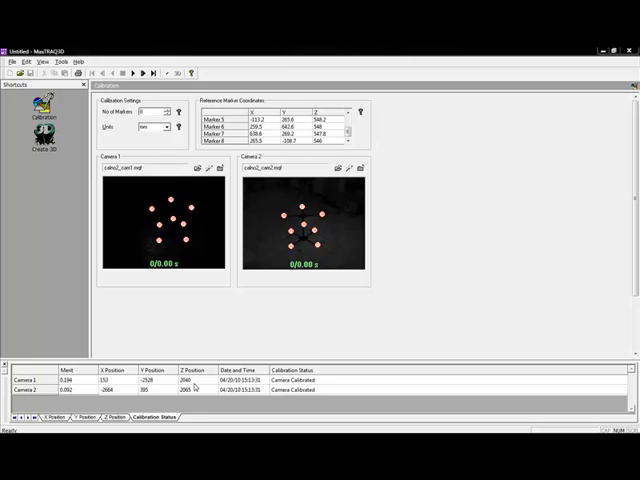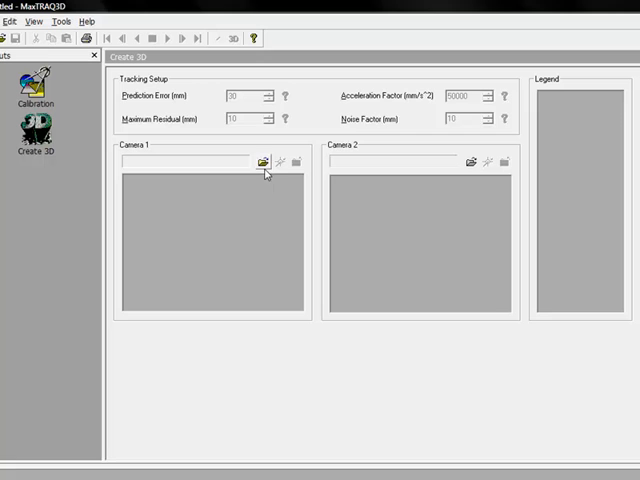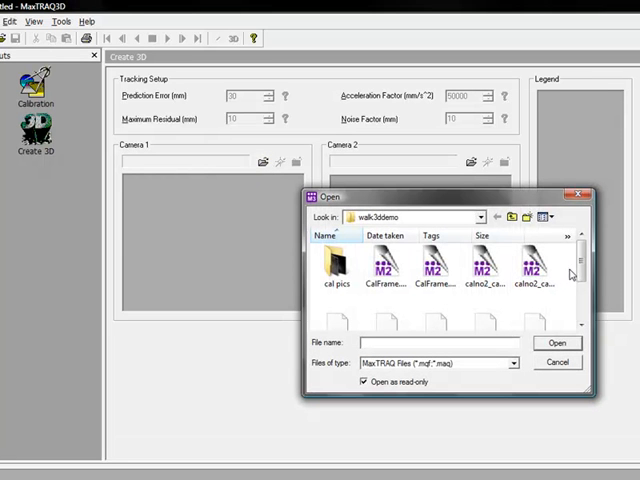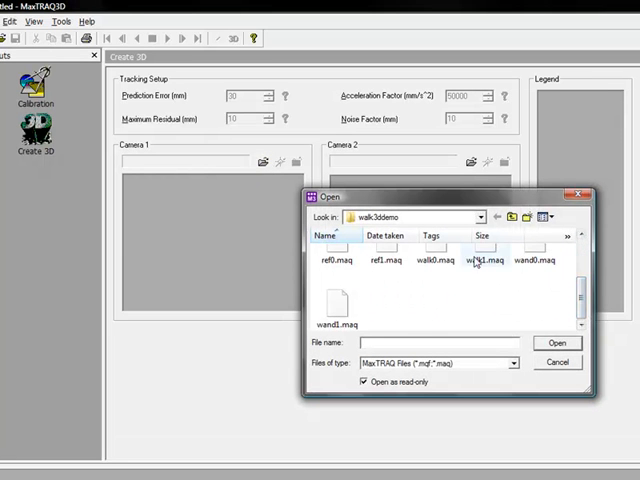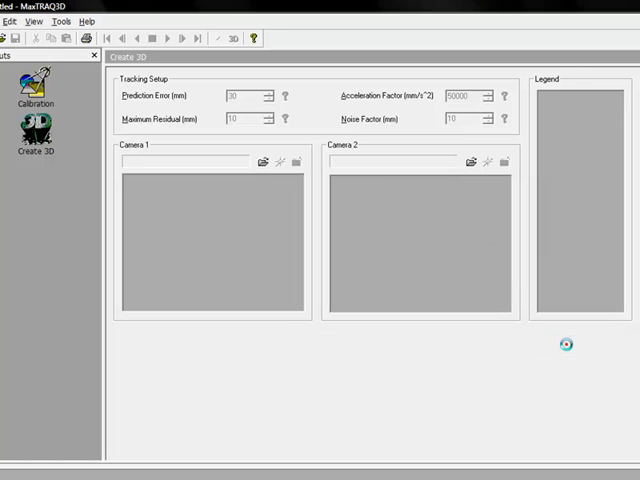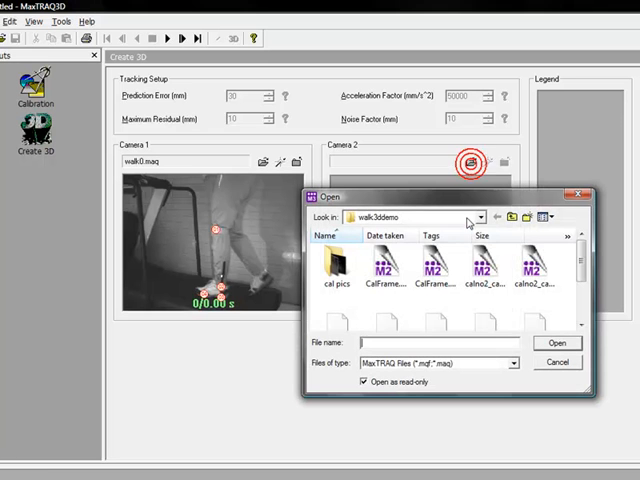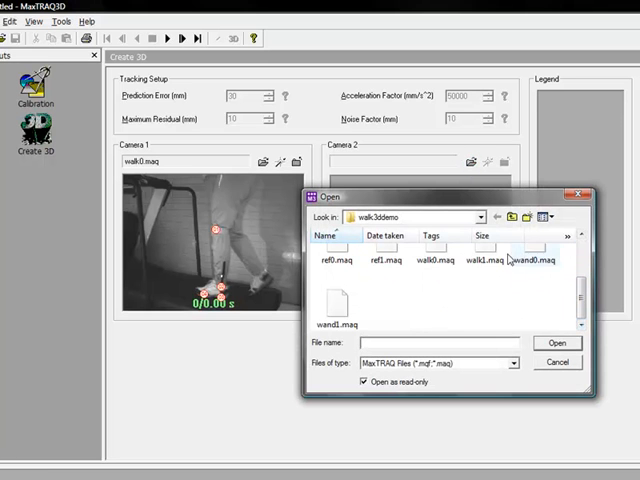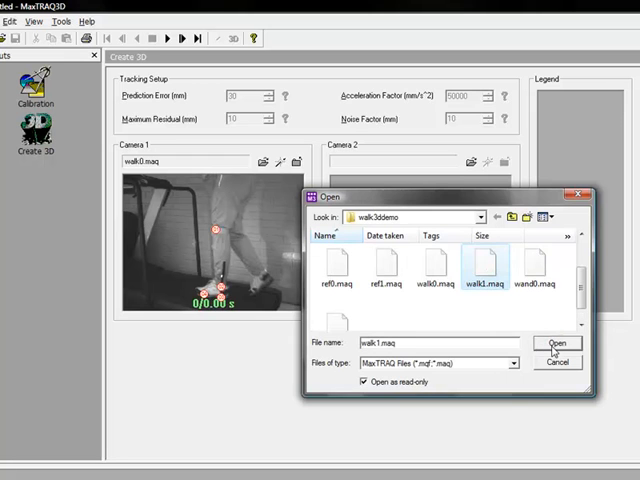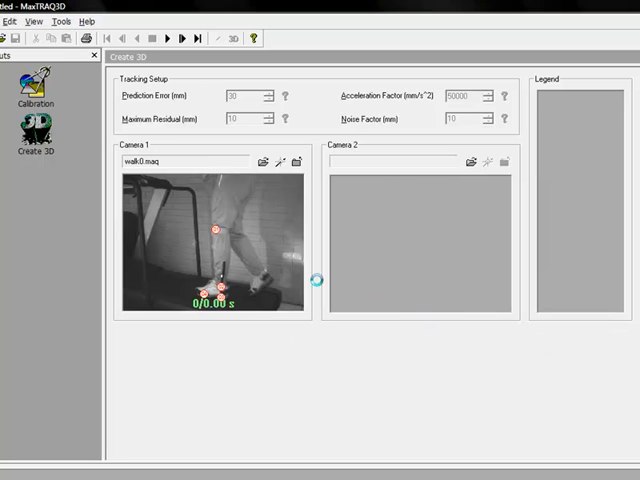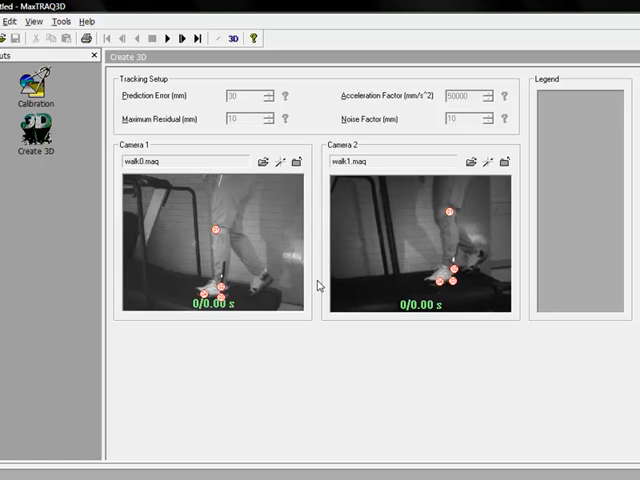With our capture volume calibrated, let's load some 2D videos. For our example, we'll load two videos. MaxTRAQ 3D can accommodate data from up to 4 calibrated video cameras.